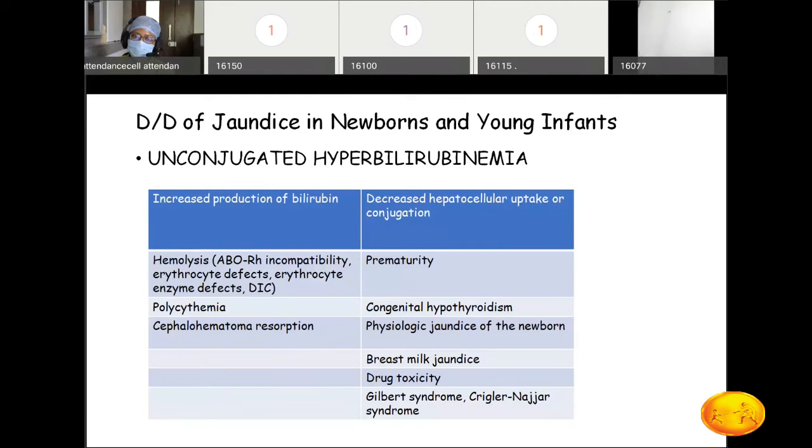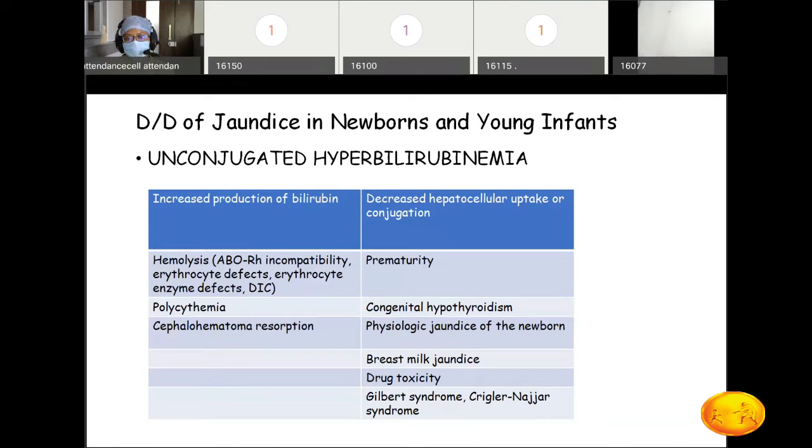So a mother who has O blood group with a baby who has either A or B, or a mother who is RH negative and the baby is RH positive: the mother's body is going to produce antibodies against those antigens. These antibodies can cross the placenta. Now these antibodies will go and destroy the fetus's RBCs, and this will result in RBC destruction. As we saw, a lot of RBC destruction will result in a lot of bilirubin production.